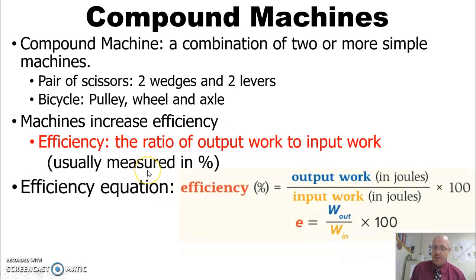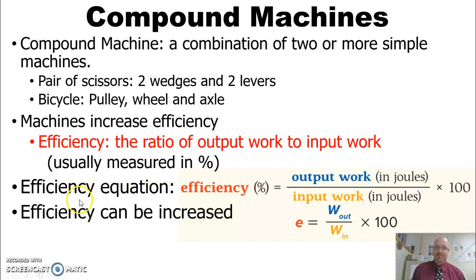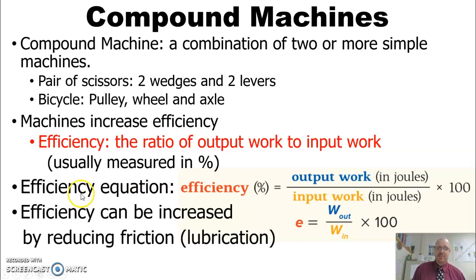And here is our equation. It's output work divided by input work times 100, and that gives us the percentage, how efficient our machine is. And we can increase efficiency by reducing friction, lubrication.